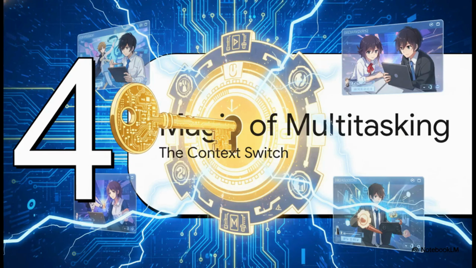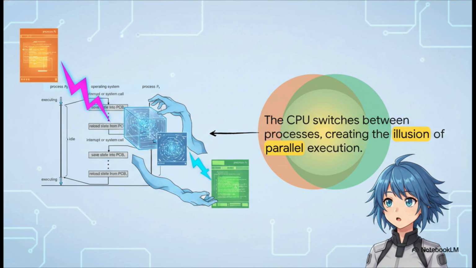All right, so with the PCB as our key, we can finally unlock the real secret to multitasking. It's a lightning-fast move called the context switch. So check this out. On the left, a process, we'll call it P0, is running along, doing its thing. Then, suddenly, bam, an interrupt happens. Maybe you moved your mouse, or a bit of data came in from the network. The operating system instantly swoops in. It saves the entire current state of P0 into its PCB. Then, it looks at its to-do list and decides, okay, process P1, you're up.